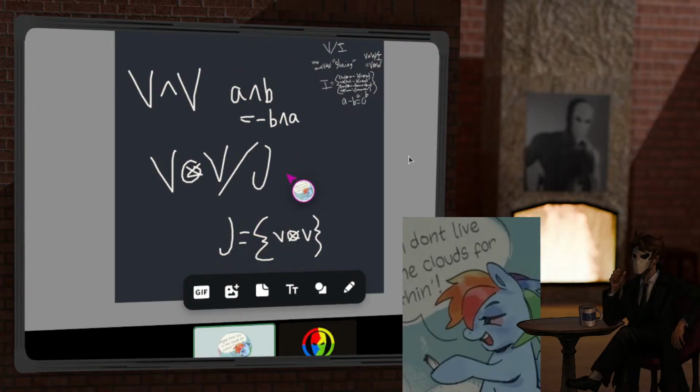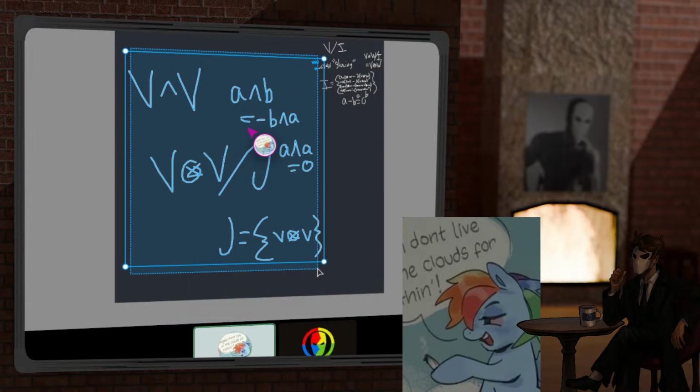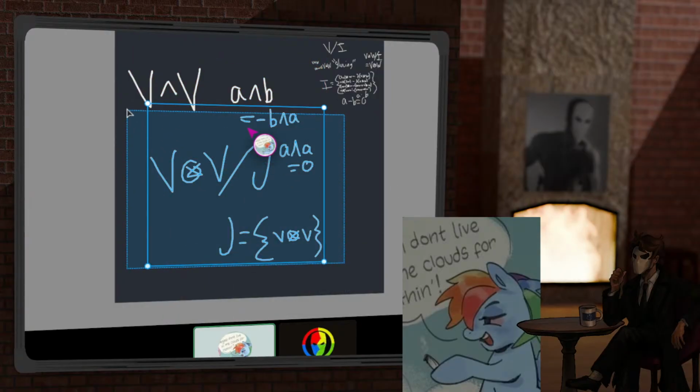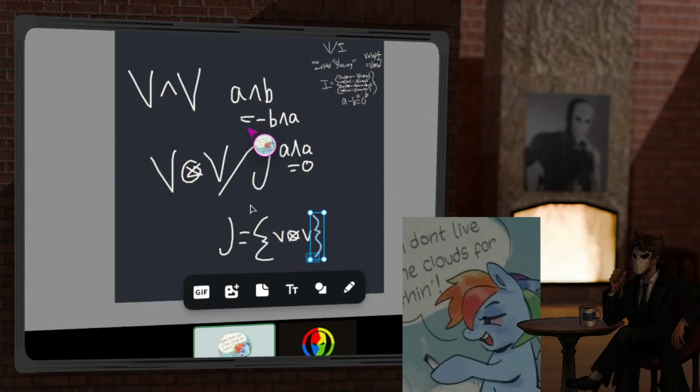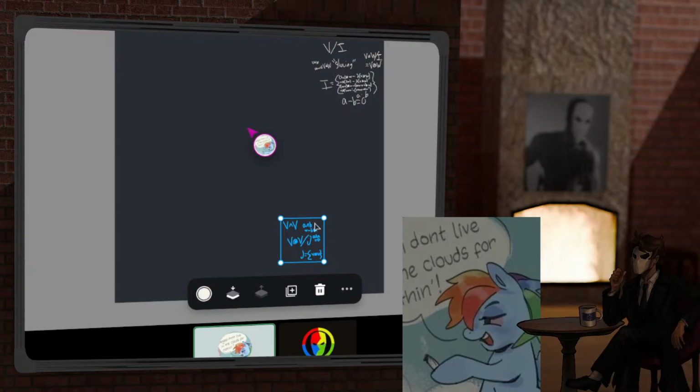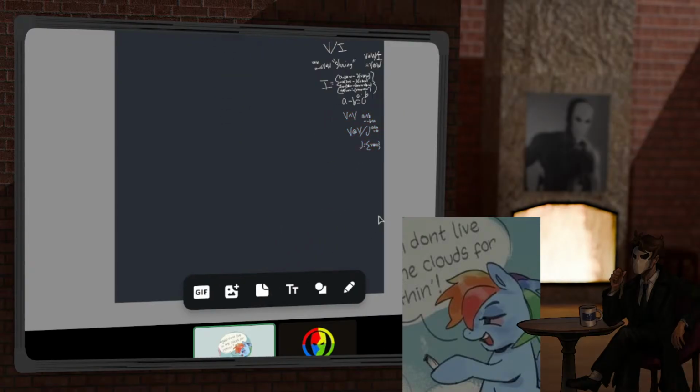And I'll just rewrite this here too. Yeah, sub-vector space, like Redblack said. And if you want to shrink that down, okay.